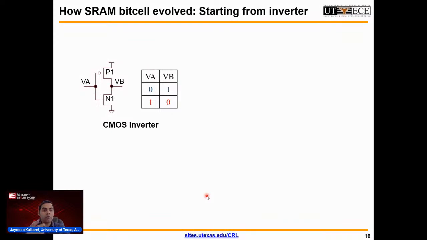So let's look at some of the basics and see how exactly this SRAM bit cell has evolved, how designers were able to come up with the 6T bit cell structure. Let's start with a simple CMOS inverter. It has an input VA and output VB. And when VA is 0, VB is 1, and vice versa.